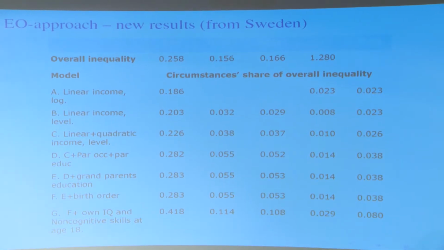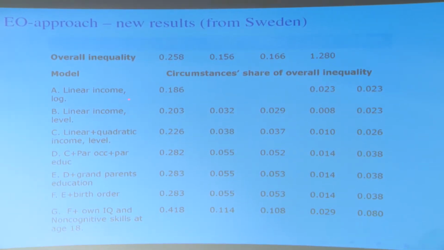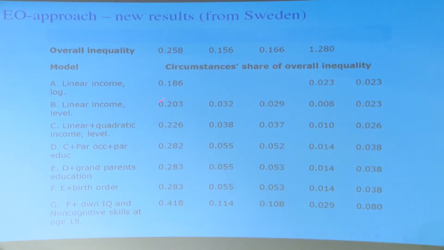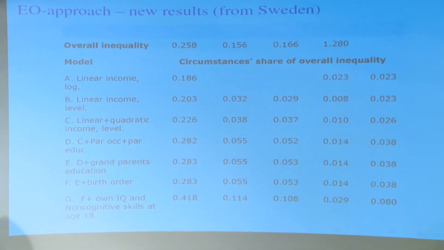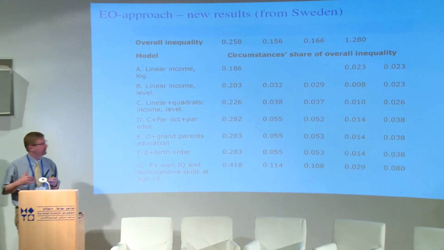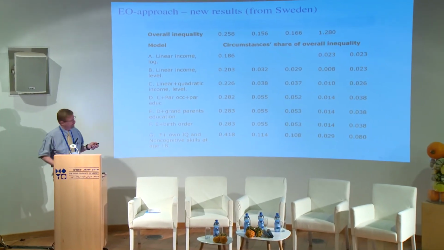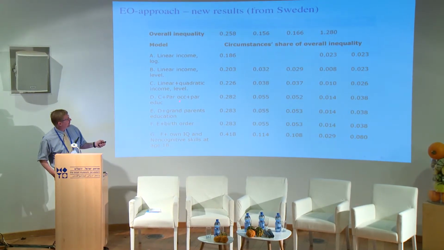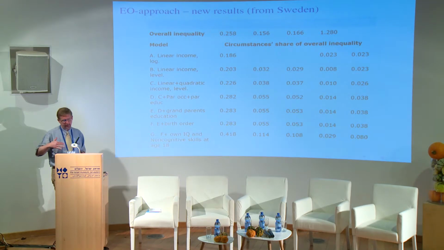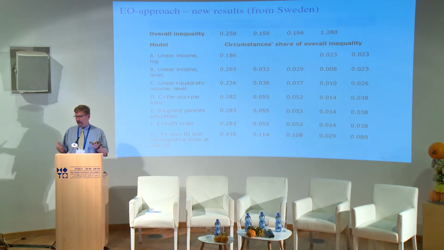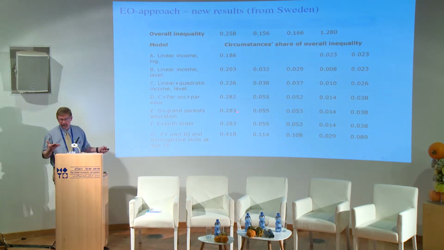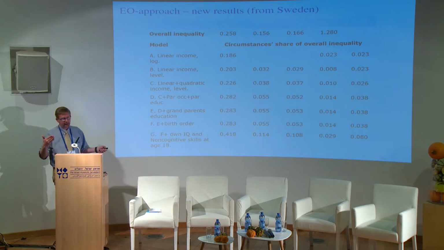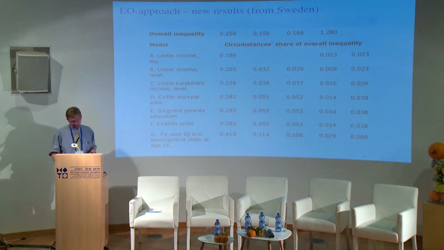And when we start sequentially including stuff, so if we only include parental income in two different functional forms, we account for between 19 and 23% of the Gini coefficient as circumstances. If we extend this by including parental occupation and education, this goes up to about 28% of the Gini coefficient. If we further include grandparental education, which is kind of the vogue in this stuff nowadays, we don't in fact get any additional leverage in the extent to which we can assign stuff to circumstances.